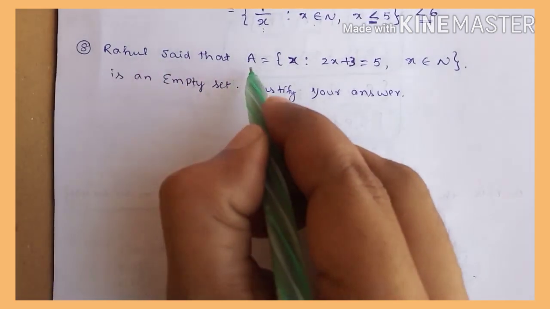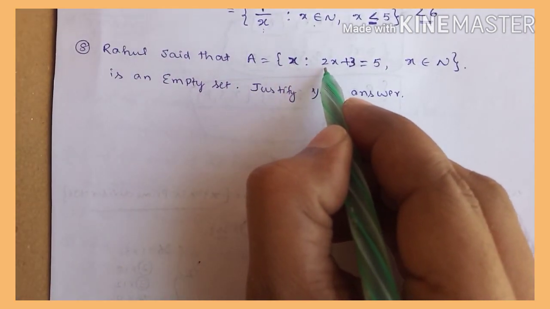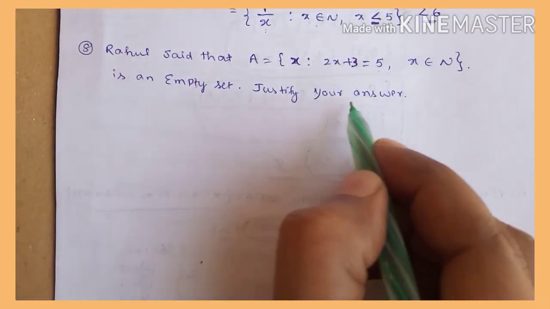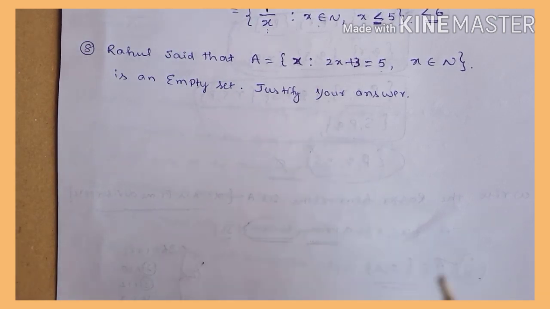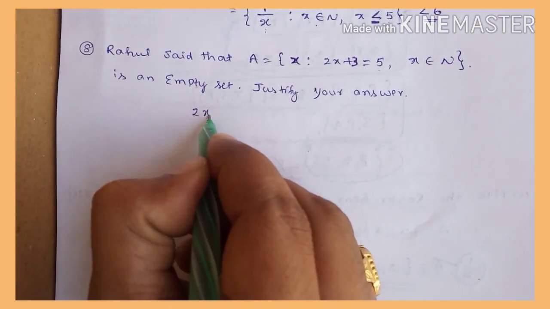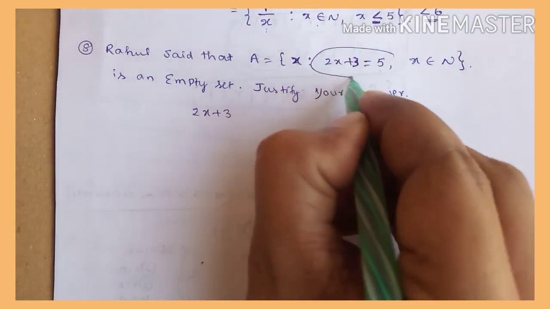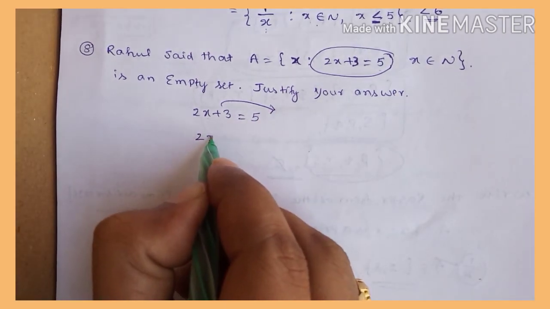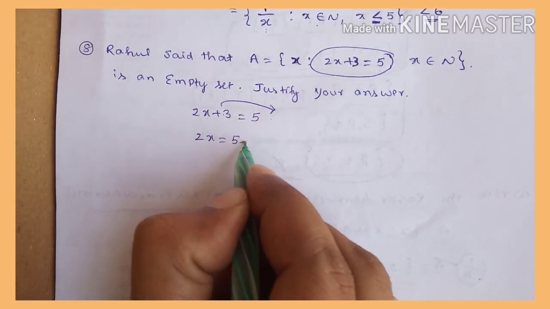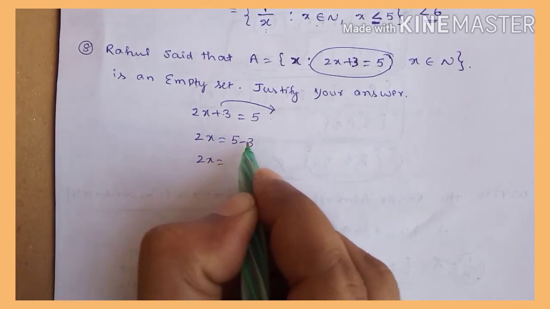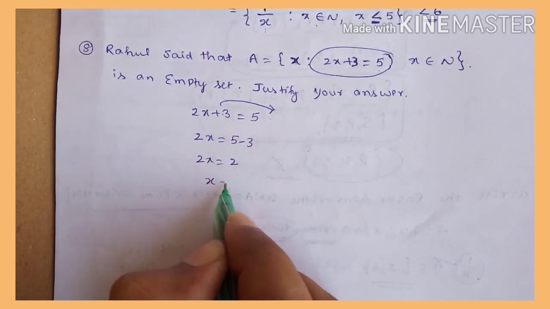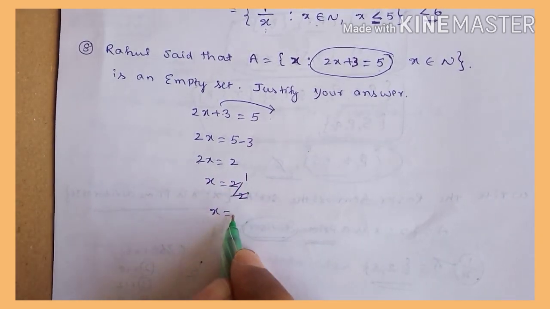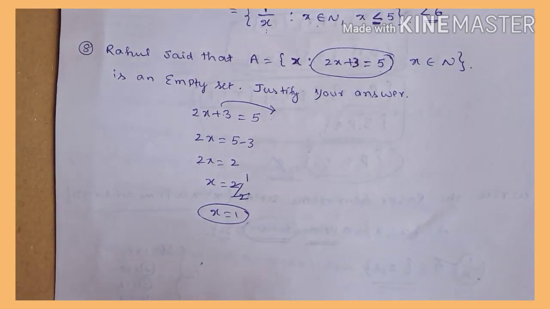Now Rahul said that x such that 2x plus 3 is equal to 5, where x belongs to N, is the empty set. Justify your answer. Is this correct or not? You have to justify. Given the problem in set builder form, 2x plus 3 is equal to 5. Transposing 3, 2x is equal to 5 minus 3, so 2x is equal to 2. Transposing the 2, x is equal to 2 by 2, so the value of x is equal to 1.